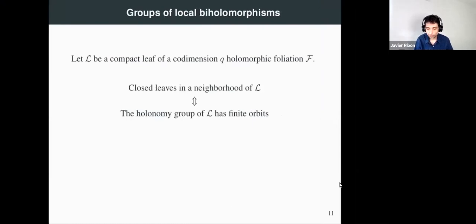So what we do have, for instance, when we are working with a compact leaf, is that the leaves of the foliation are closed in a neighborhood of this compact leaf if and only if the holonomy group of this leaf has closed orbits. But it is very easy to see that having closed orbits and finite orbits are equivalent. This is a very simple exercise. So we have that closed leaves in a neighborhood of L is an equivalent condition to the holonomy group of L having finite orbits. It's a group that in this case is going to be finitely generated.